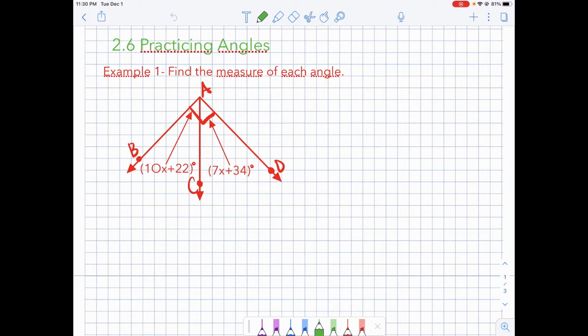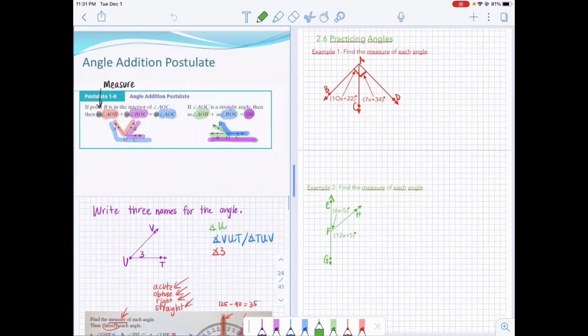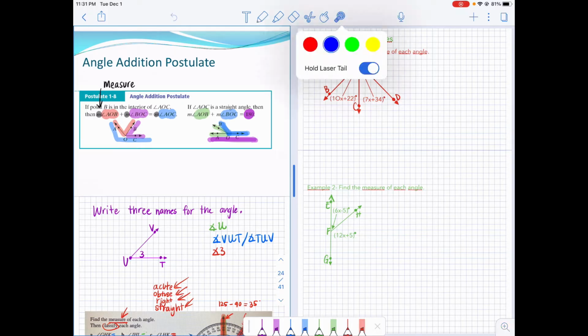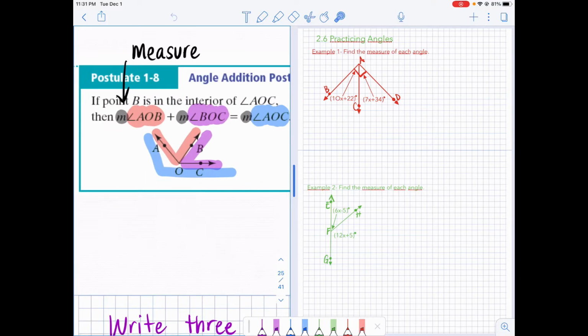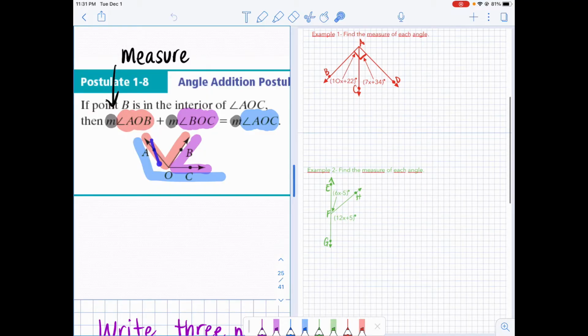So what we're going to do right now, before jumping into the problem, is a little review from chapter 1. Let's go to our notes from chapter 1 and talk about the angle addition postulate. The first thing to remember is that if we have a point in the interior of our angle, angle AOC, which is the large angle, then we can say that angle AOB, the red angle, plus angle BOC is equal to the large angle, which is angle AOC.